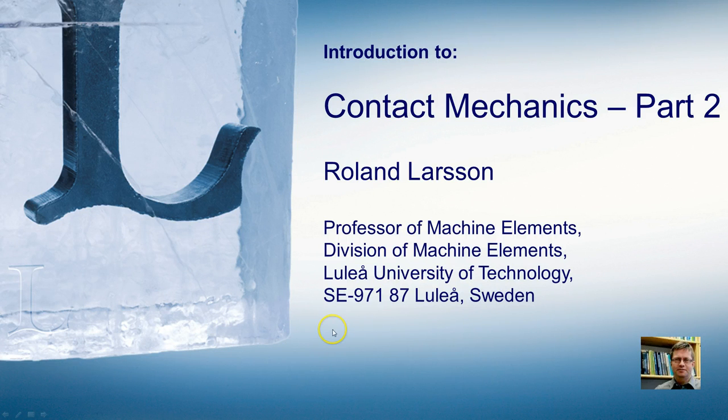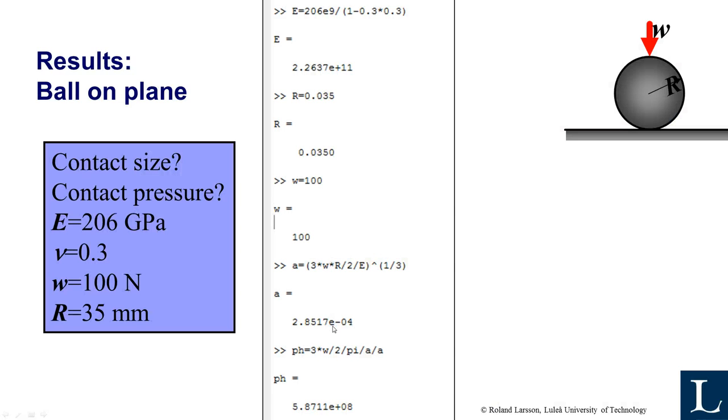And first of all, maybe you have tried the example from part 1 and maybe you found the result. So I just did some computing in MATLAB here to see what the answer is. I computed the effective elastic modulus as 206 gigapascals divided by 1 minus Poisson's ratio squared. That means that the elastic modulus is 226 gigapascals. The radius is 35 millimeters.